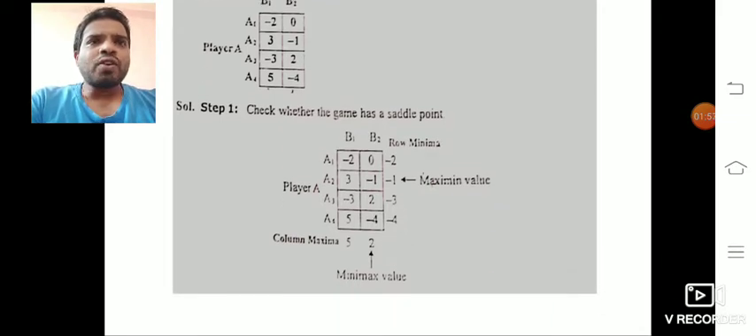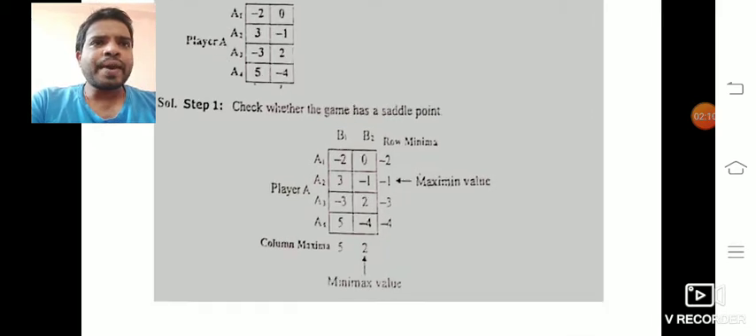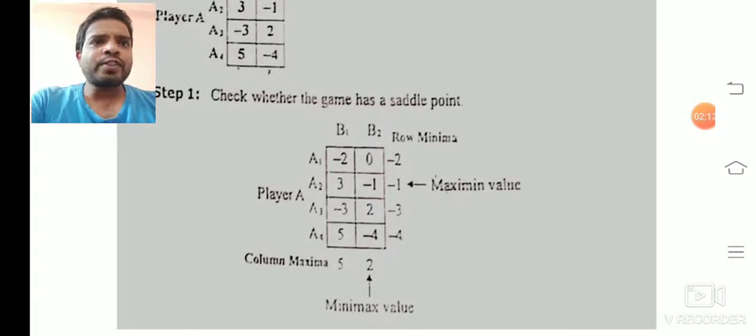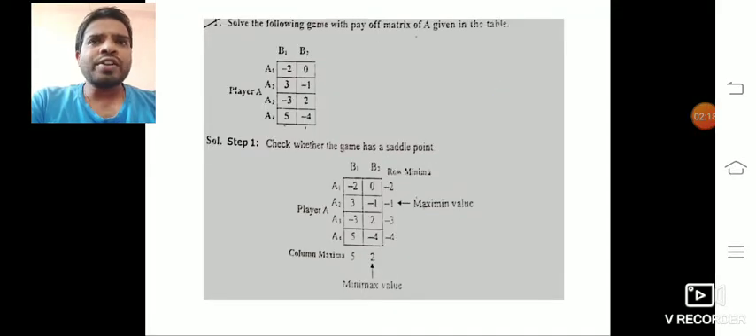Now for this matrix, first we need to check whether a saddle point exists or not, by using the maximin value and minimax value. Please check it. The maximin value we are getting is -1 and the minimax value is 2. Both these values are not equal, which indicates that a saddle point does not exist.